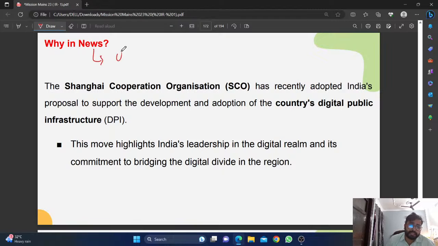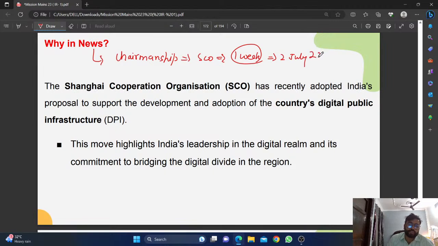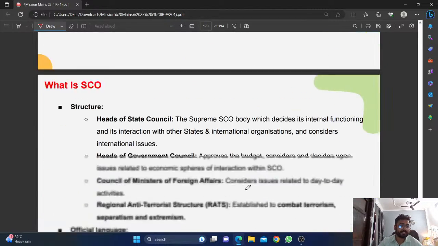First of all, this year India holds the chairmanship of SCO, and exactly a week from today, next week from 2 July, the SCO summit begins. So this makes SCO very important for this year, and any important discussion happening in SCO becomes important for you. The first thing is SCO and the development of the country's digital public infrastructure. All the SCO members have agreed to join India's digital public infrastructure. Now what is this digital public infrastructure?